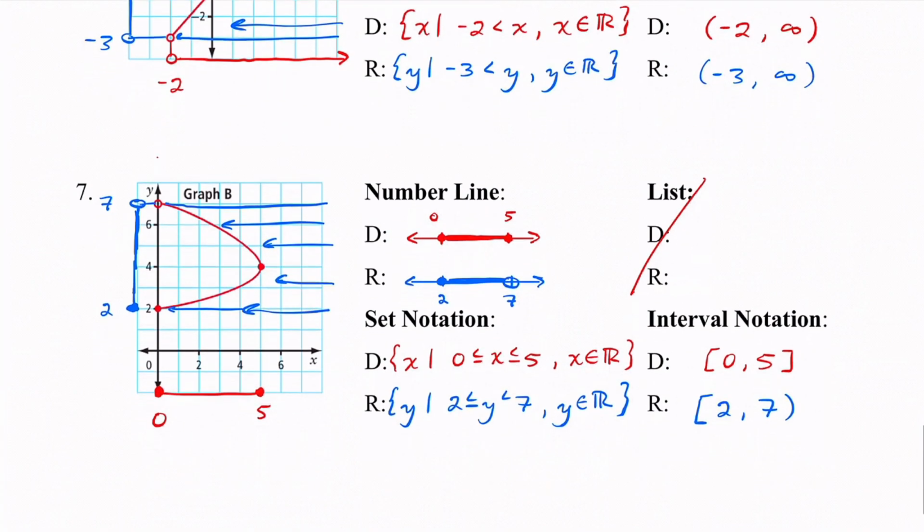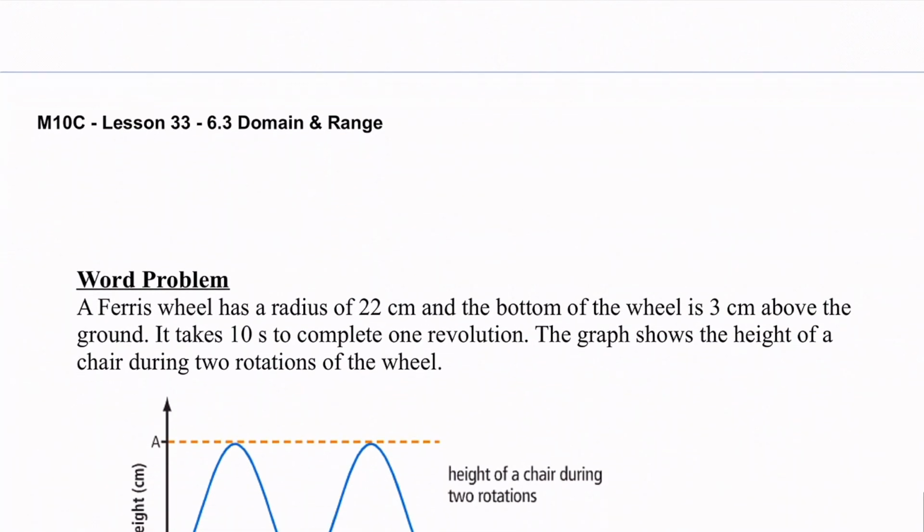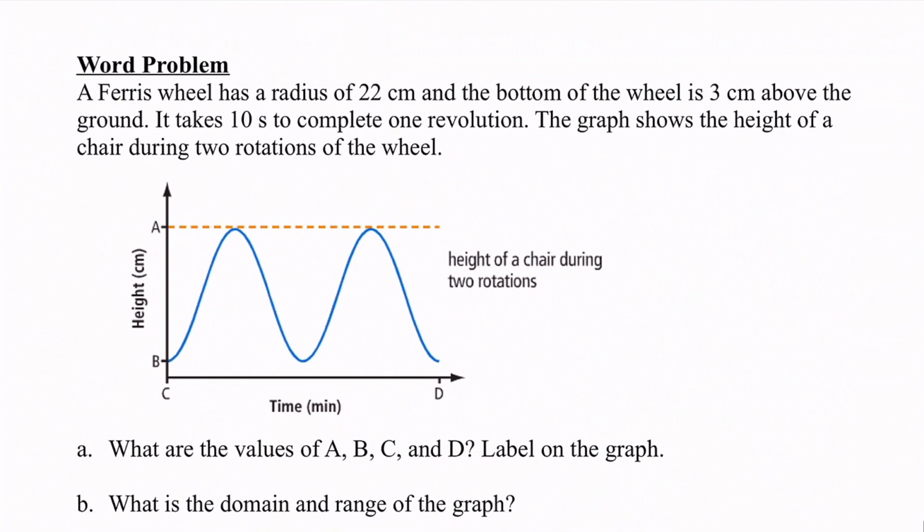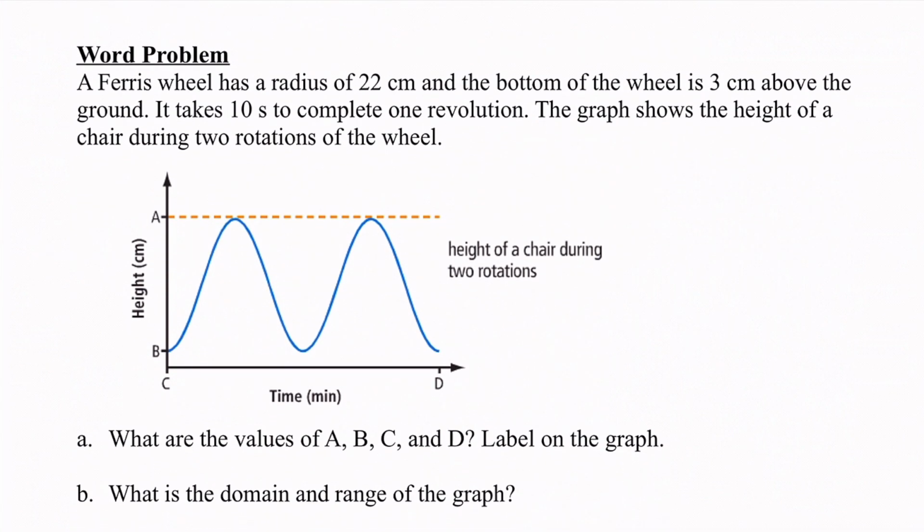So the last thing here we have now is a word problem, so it's more of an applied type question. So it says a Ferris wheel has a radius of 22 centimeters, and the bottom of the wheel is going to be 3 centimeters above the ground, and it takes 10 seconds to complete one revolution. So for it to do one whole circle, that is going to be 10 seconds.